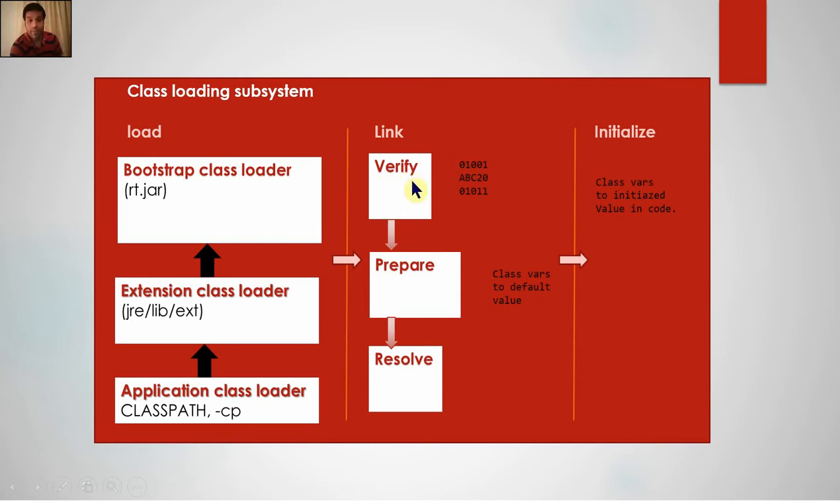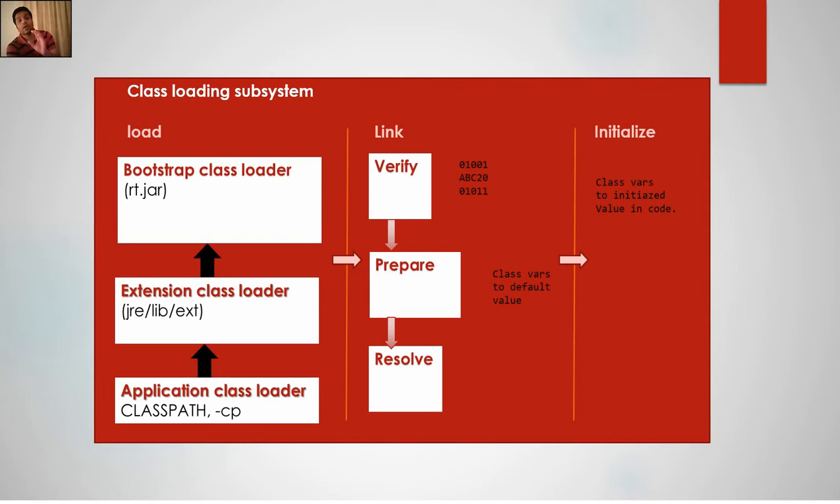So once it is verified, the prepare step happens. The prepare step is the place where memory is allocated for the static variables inside a class file. So you might have a private static integer or something like that, right? So it's a class level variable. The memory for that class level variable is allocated in the prepare phase. The most important point to note is that it's only memory allocation that is happening, and that is only for the class variables, not for the instance variables.